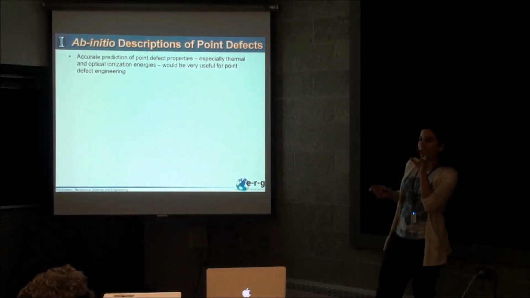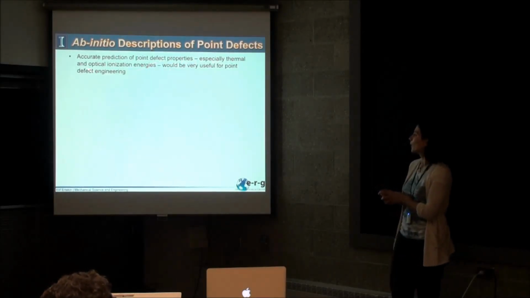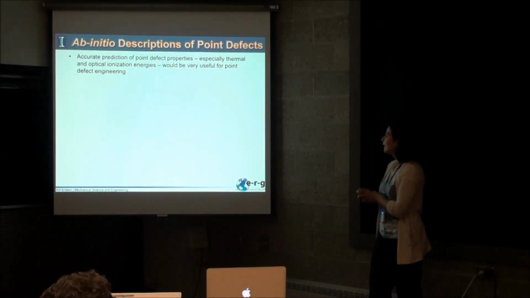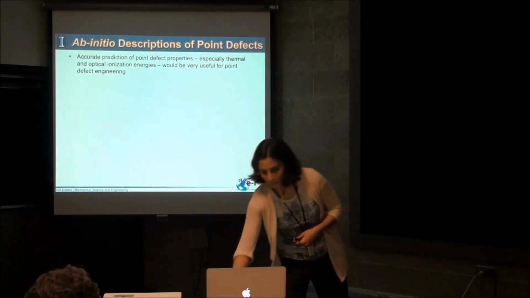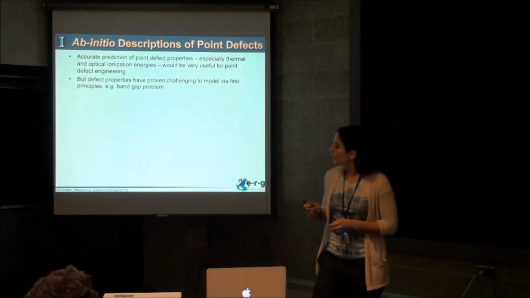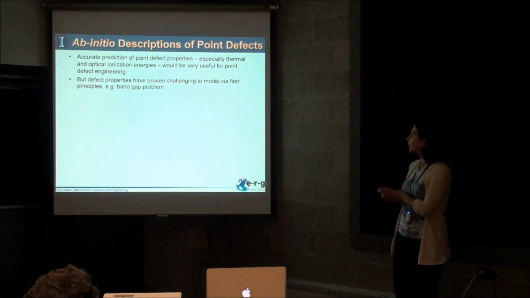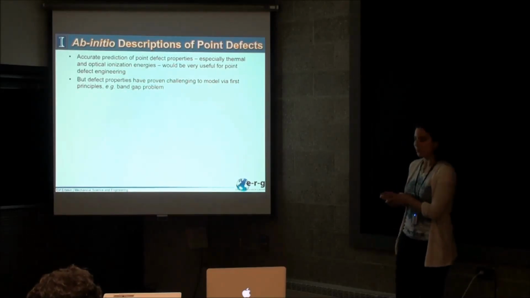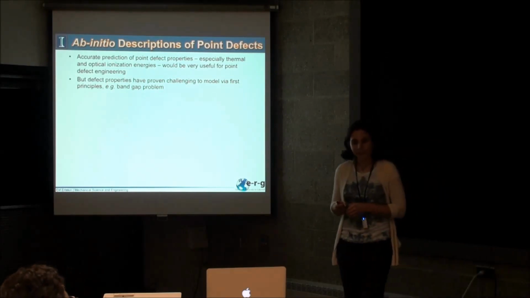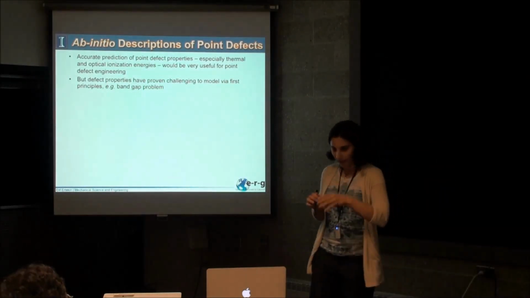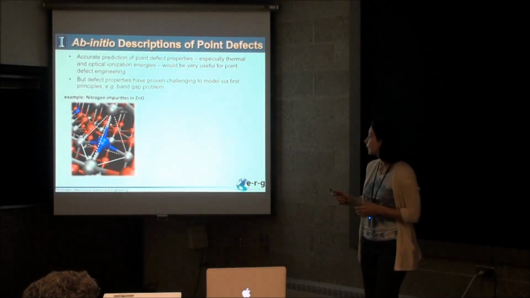Really accurate quantitative prediction of point defect properties, things like thermal or optical ionization energies, would be a very useful thing for point defect engineering of semiconductors. But I would say that quantitatively modeling defects has proven to be pretty challenging using first principles methods. For example, that band gap problem that I talked about in DFT really comes back and rears its head when it comes to trying to determine what a defect in a semiconductor is going to do.